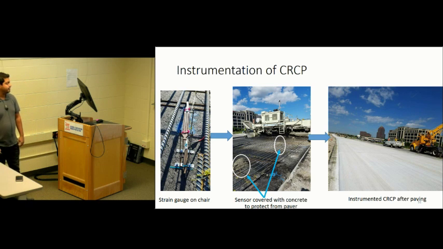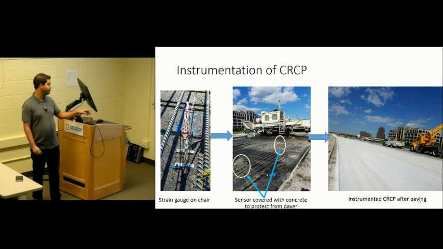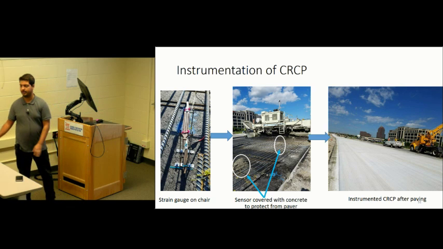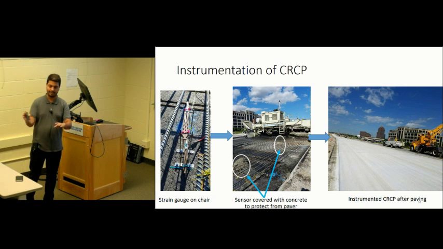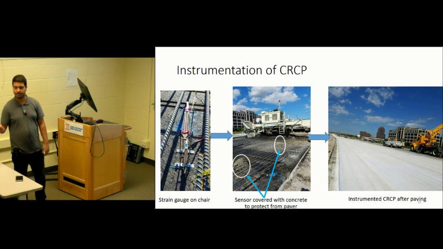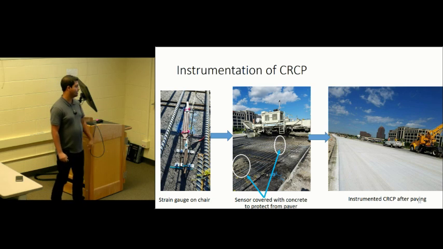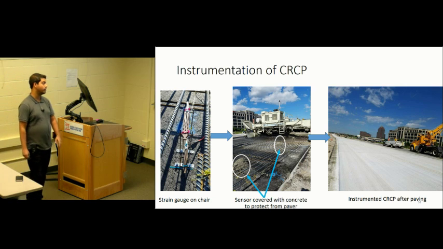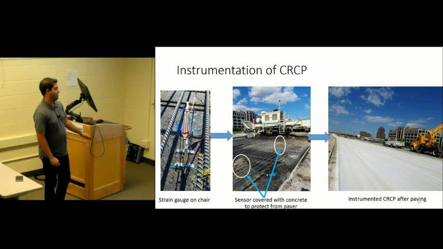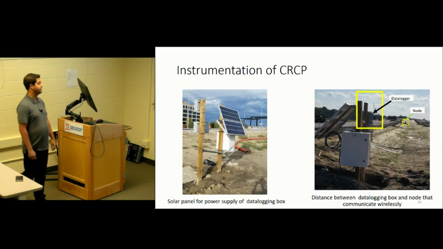So, instrumentation of CRCP. We put the instruments in chairs, and the slip form paver has a massive amount of concrete flowing through it and a higher force that tries to tilt the gauges. The orientation and location of strain gauges or any gauge are very critical to get correct data. So what we usually do is cover these gauges with concrete before the slip form paver moves on top of them. And that's the picture of the instrumented CRCP after paving is done.